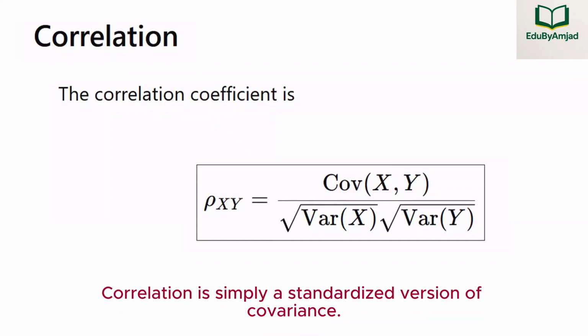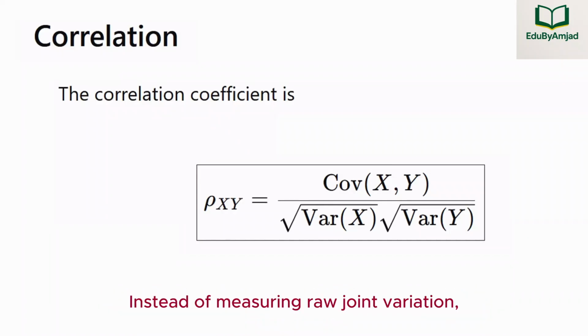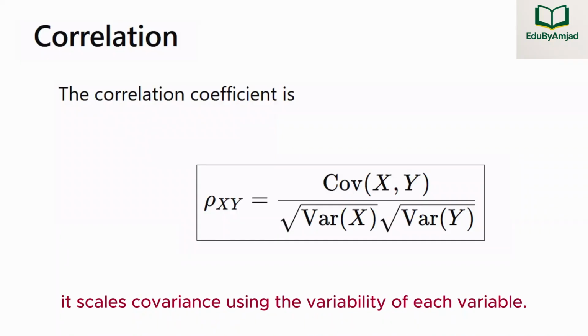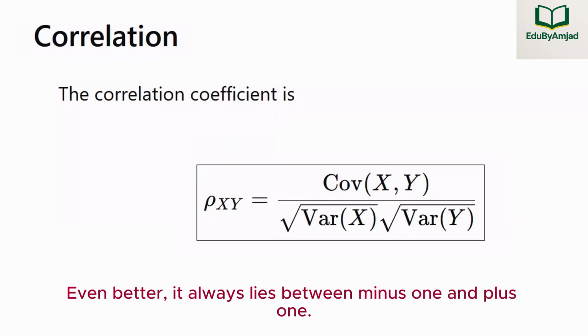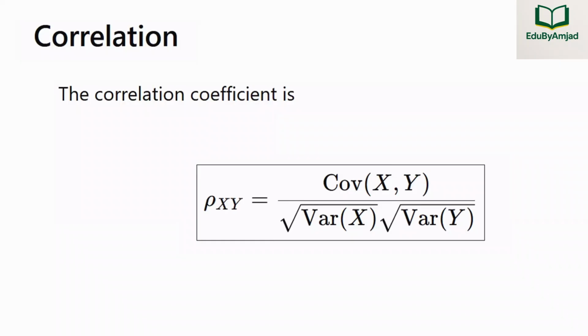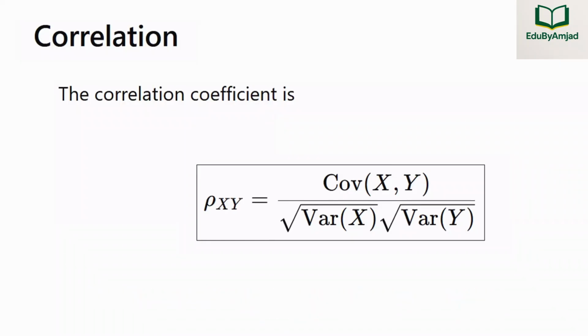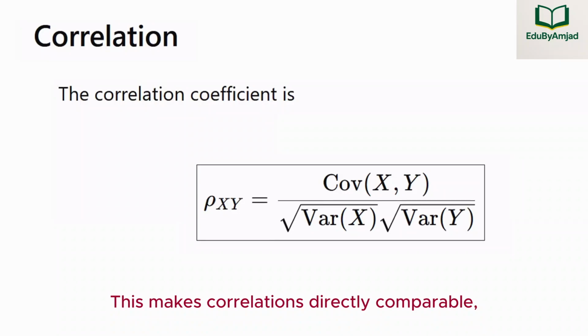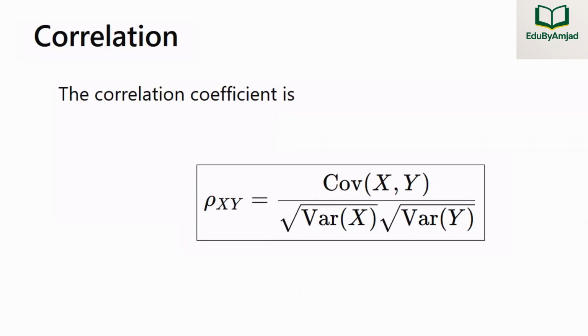Correlation is simply a standardized version of covariance. Instead of measuring raw joint variation, it scales covariance using the variability of each variable. As a result, correlation has no units. Even better, it always lies between -1 and +1. The denominator converts covariance into a pure number. This makes correlations directly comparable, even when variables are measured in completely different units.